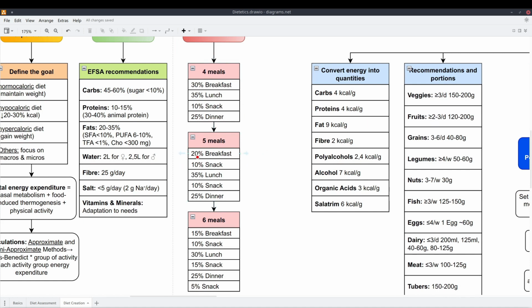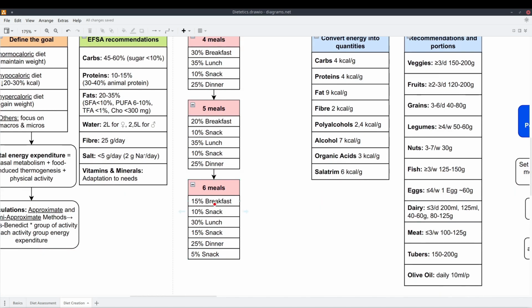5 meals would be 20% of breakfast, so a little bit less, 10% of snack in the morning, 35% in the lunch, 10% in another snack in the afternoon, and 25% in the dinner. And 6 meals would be 15% of breakfast, 10% of a snack in the morning, 30% of lunch, 15% another snack in the afternoon, 25% in the dinner, and 5% as a snack after dinner.